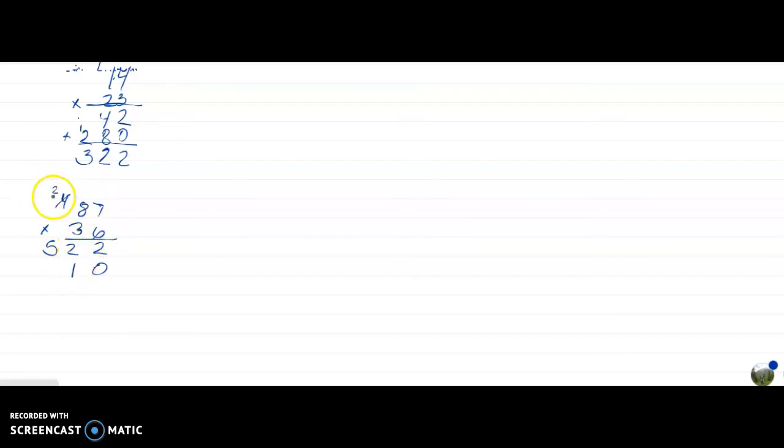3 times 8 is 24. 25, 26. I had to add the 2. So now I'm going to put my 2 in the thousands place. So it's 26. The 6 goes into the hundreds place. Now I just have to add. So 2 plus 0 is 2. 2 plus 1 is 3. 5 plus 6 is 11, carry the 1, and there's my final answer.